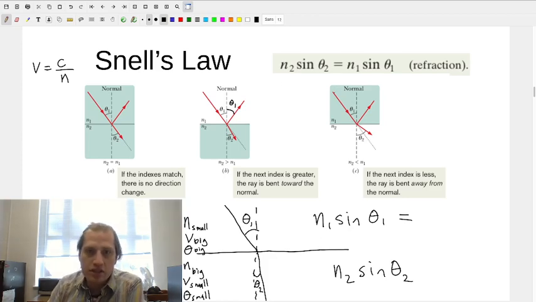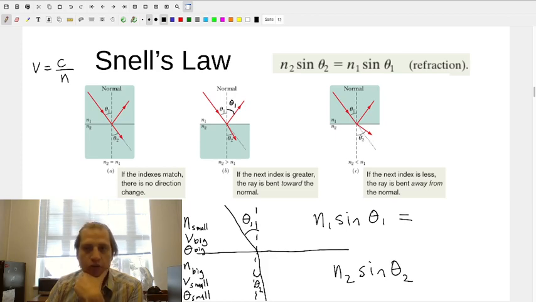Okay, and so you can see the same thing happening here. If you're going from water to air, you would start with a smaller speed because you're in water, and then as you exit, your angle gets bigger because you go from a smaller speed to a bigger speed. So smaller speed to bigger speed means you're going from a smaller angle to a bigger angle. And so that's bending away from the normal.